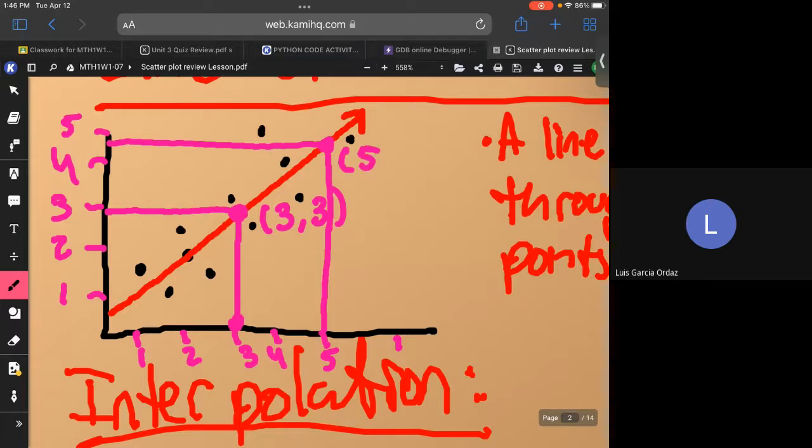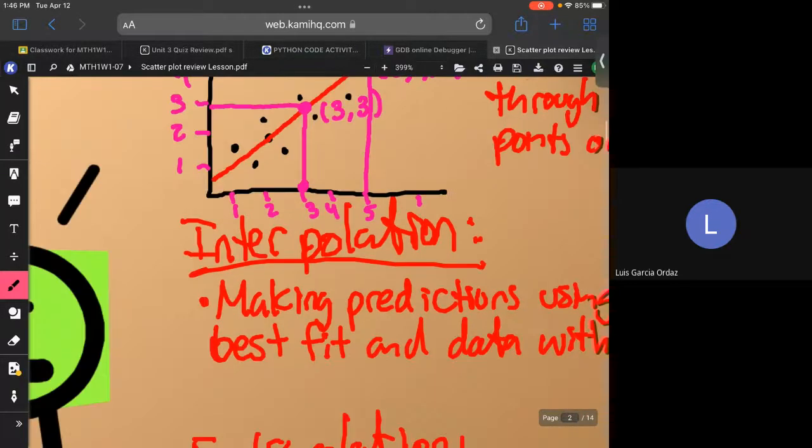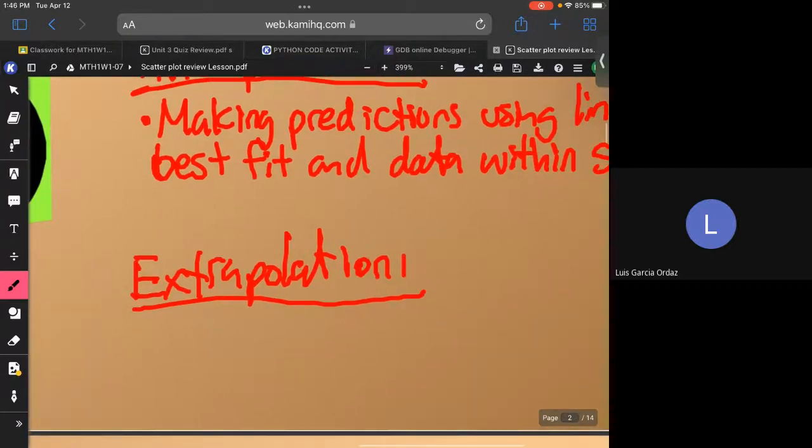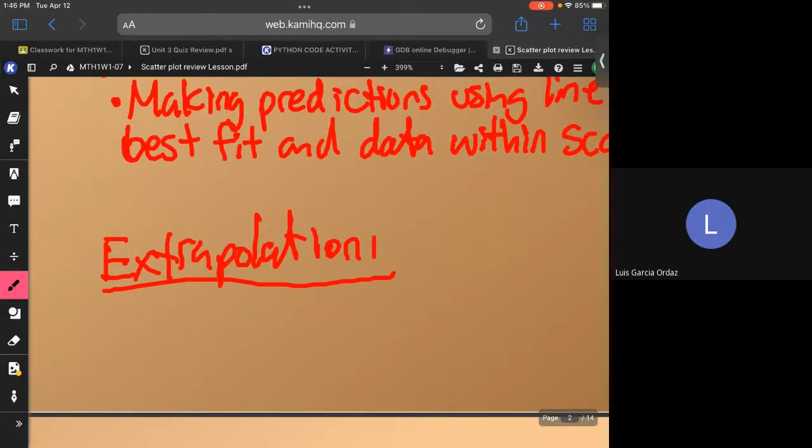Again, remember, my line of best fit, your line of best fit, and everyone else's line of best fit might be different, so it might be off by a bit. But interpolation means you're using the data in the scatter plot and predicting a certain point using your line of best fit. Now, what do you think extrapolation means? Same thing, but outside the graph. Yep. Making predictions outside of the data you have using your line of best fit.